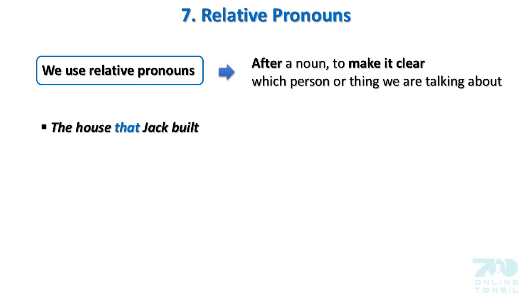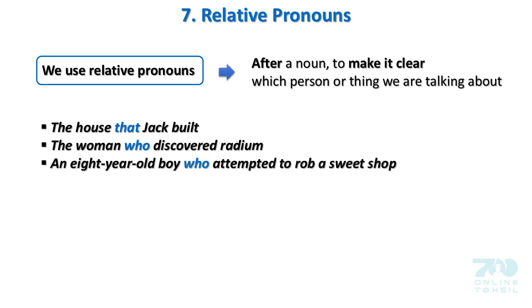The house that Jack built. The woman who discovered radium. An 8-year-old boy who attempted to rob a sweet shop. We also use them to tell us more about a person or thing.